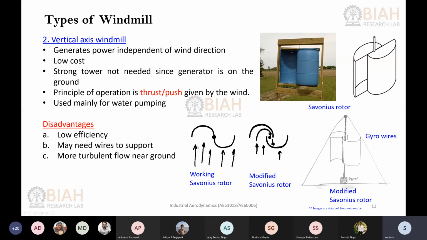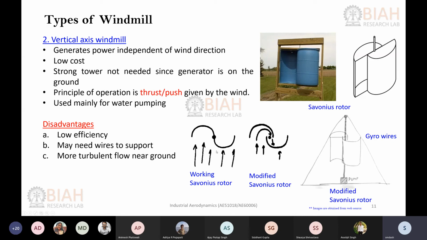You can see that this is the concave and this is your convex surface. Because of this configuration itself, the pressure distribution will be different on both surfaces. Because of that, this whole thing starts to rotate. Again, this is based on the push or the thrust of the wind.